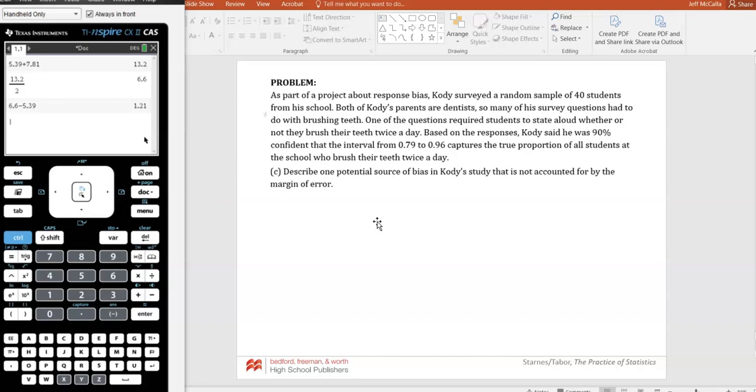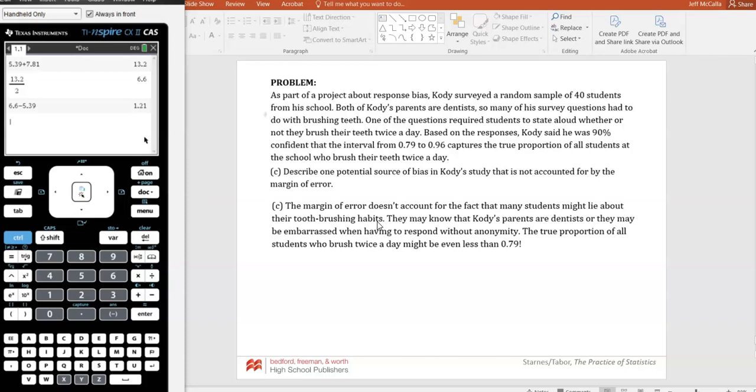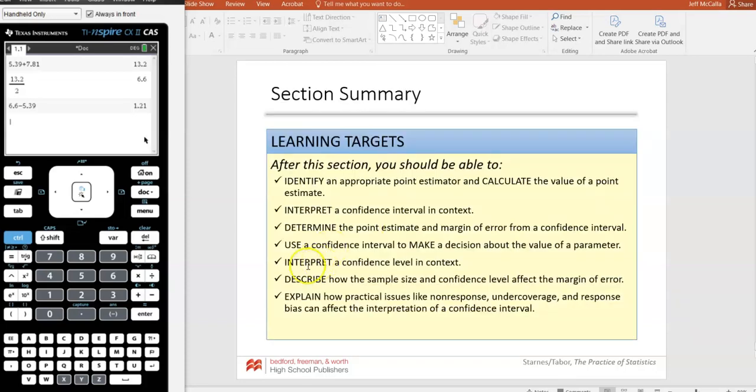Describe one potential source of bias. They're studying bias, evidently. And I think saying whether you brush your teeth twice a day out loud or not, some people are not going to tell the truth. Great. That's the lesson for today.